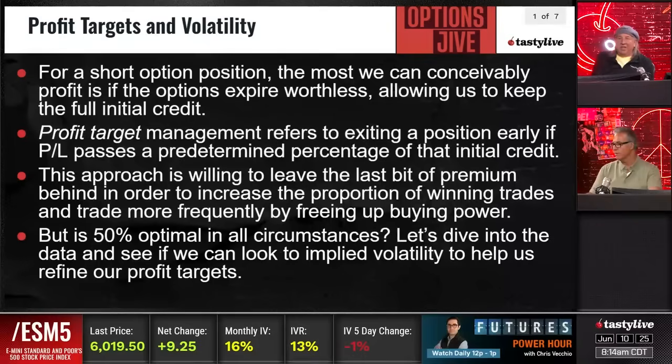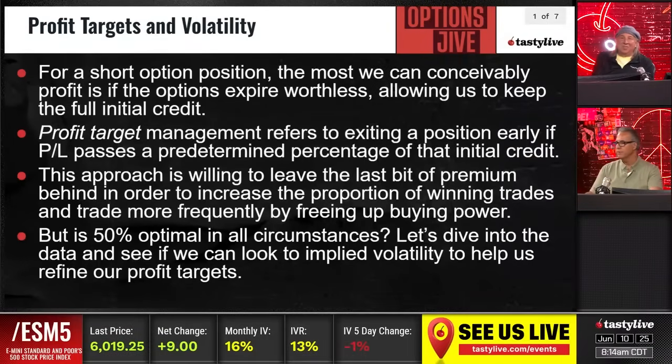It's a trick question. Is 50% optimal in all circumstances? That is the question. I would actually say taking my profits in lower IV rank, lower IVR, to be optimal. You mean less than 50%? Less than 50%, yes. Quicker. I agree with you. Let's go to the next slide.